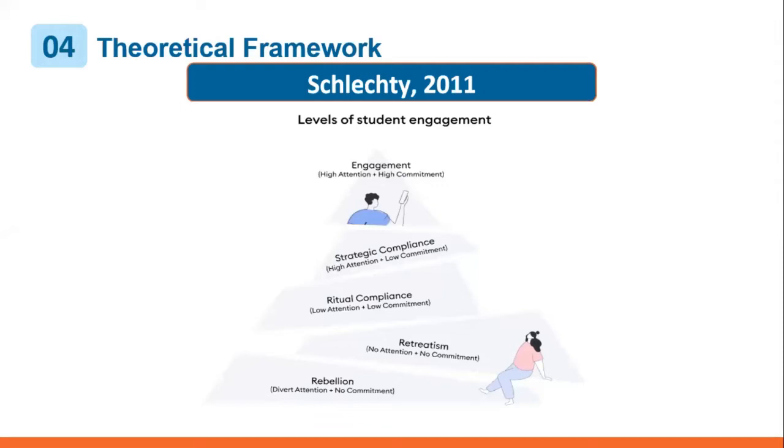Engagement here means high attention, high commitment. Strategic compliance means high attention, low commitment. Ritual compliance means low attention, low commitment. Retreatism means no attention, no commitment. And rebellion means diverted attention and no commitment. So if you want to see how far your students are engaged in your class, you can try using this method.